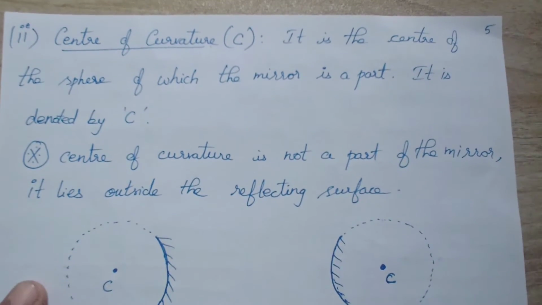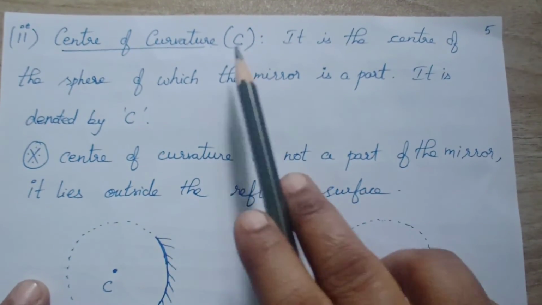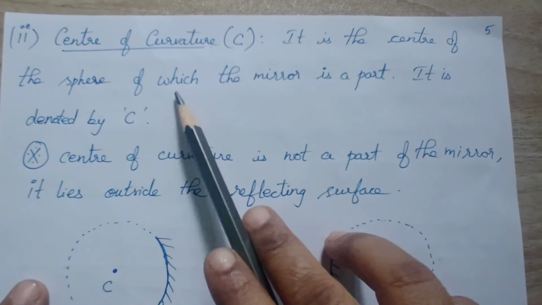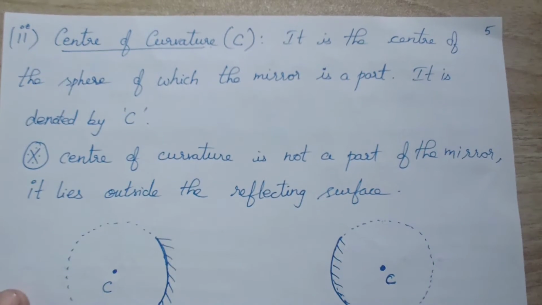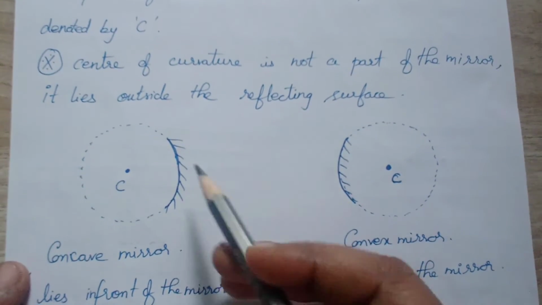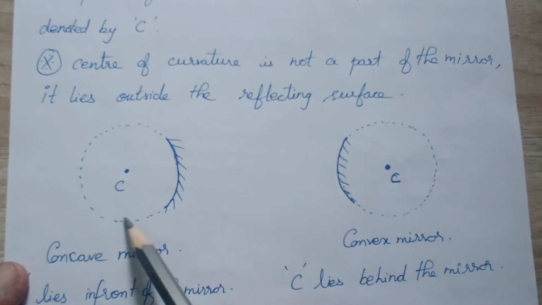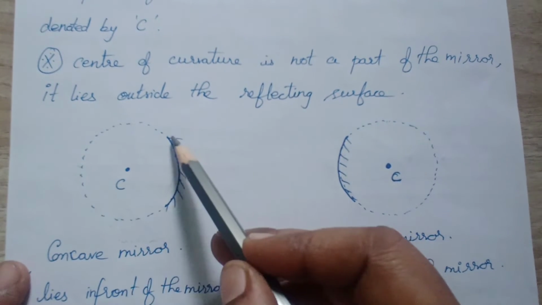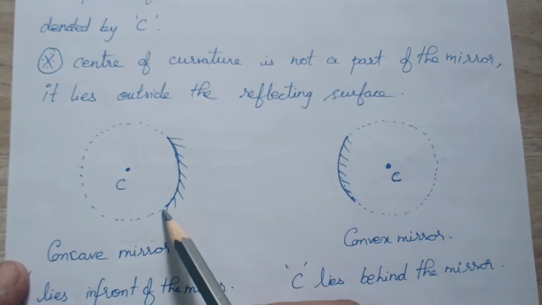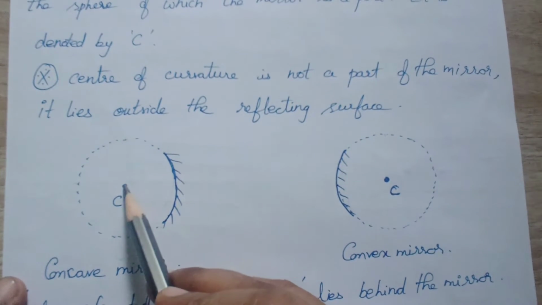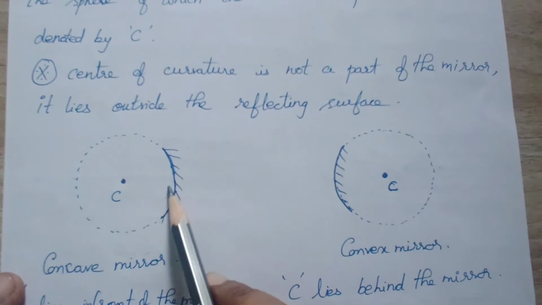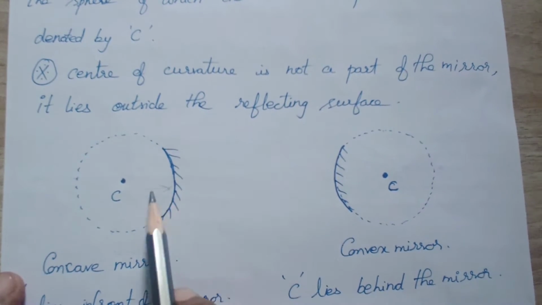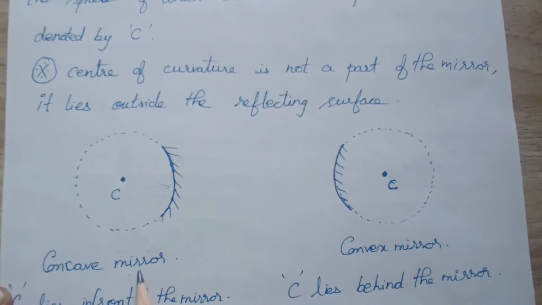Center of curvature. It is the center of the sphere of which the mirror is a part. What is meant by a spherical mirror? It is a part of the spherical surface. This is the spherical surface, and the mirror is just a part. So the center of curvature is the center of this sphere. This is your reflecting part, curved inwards, so it is a concave mirror.